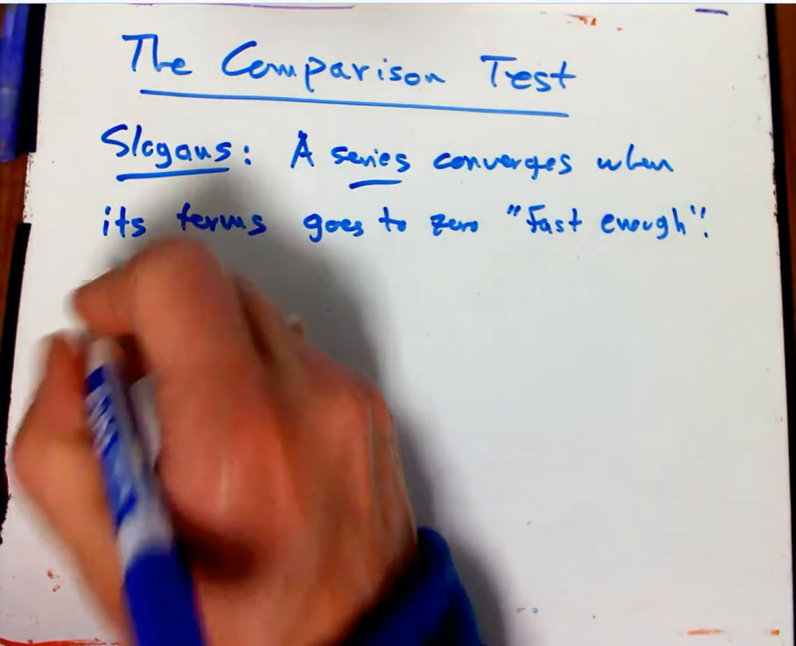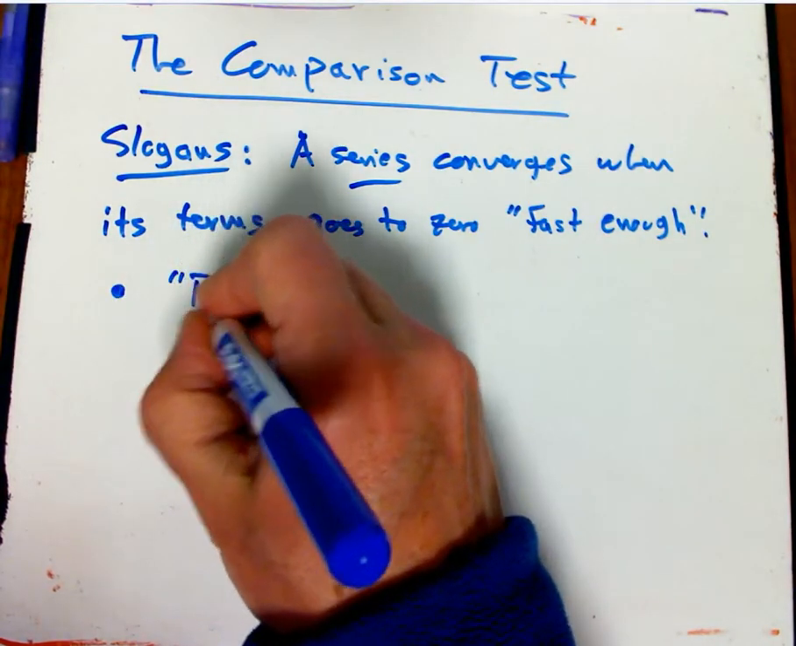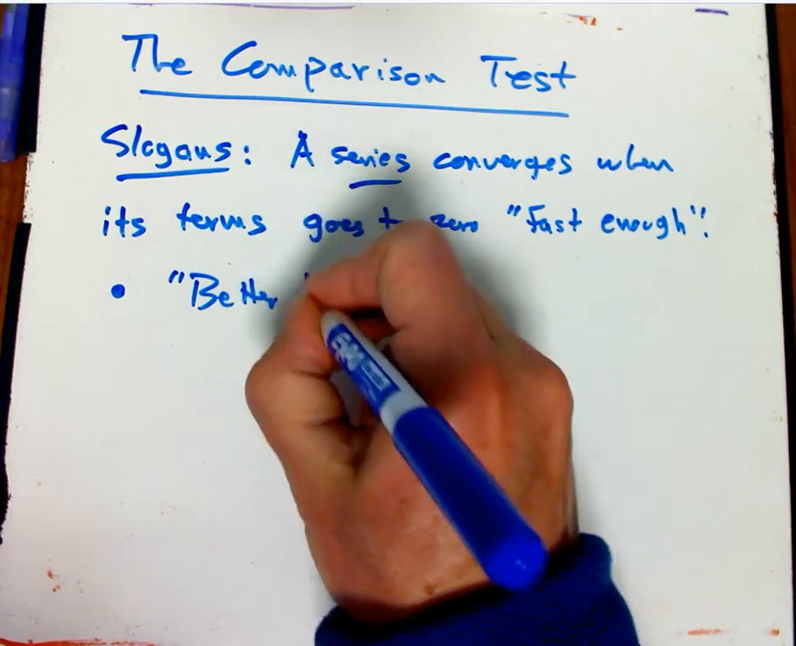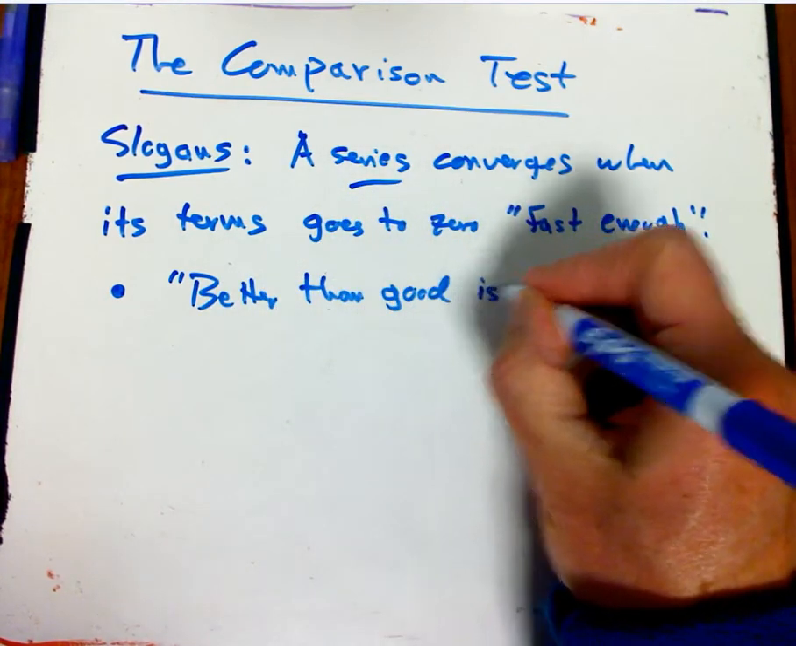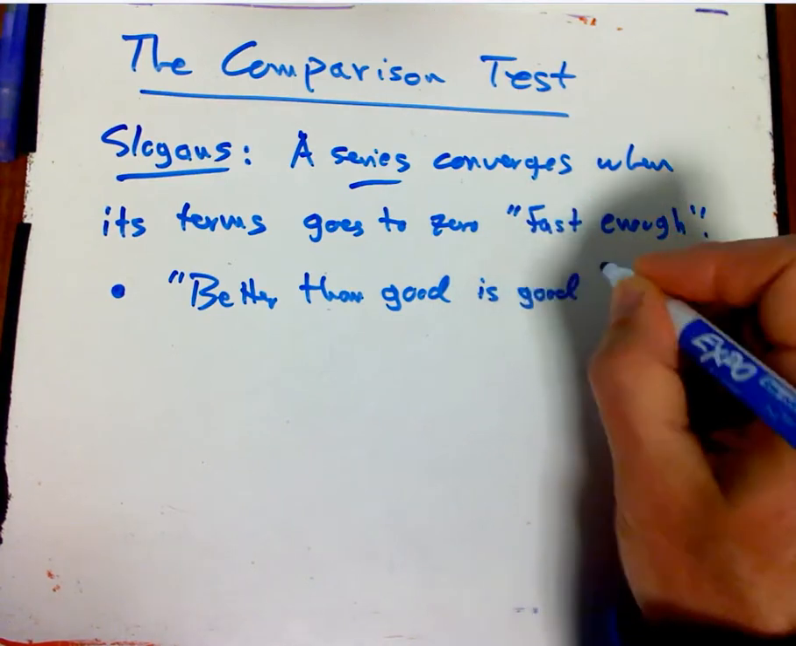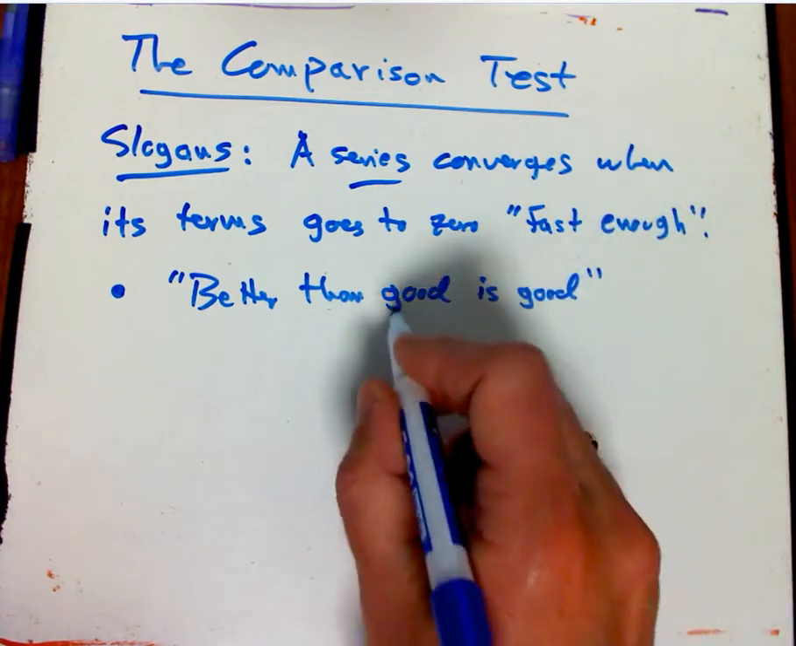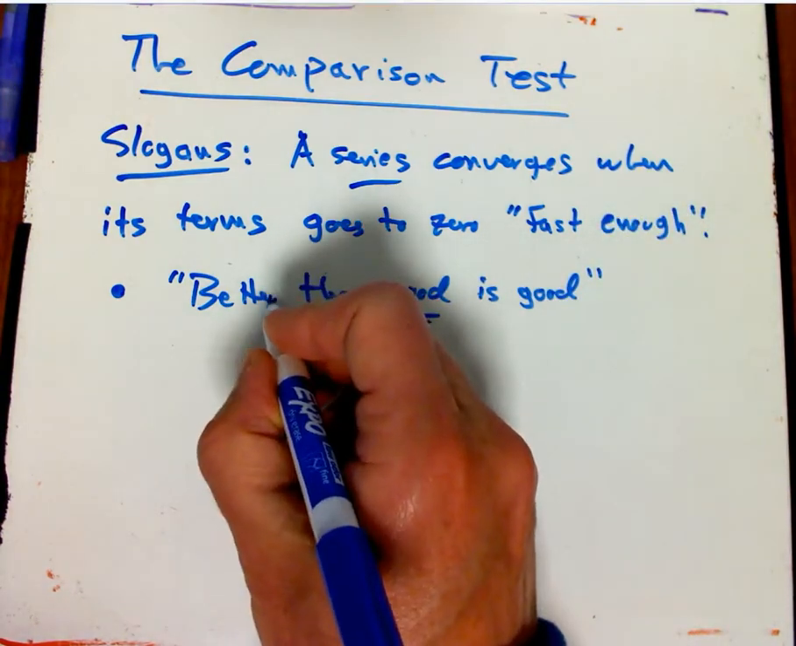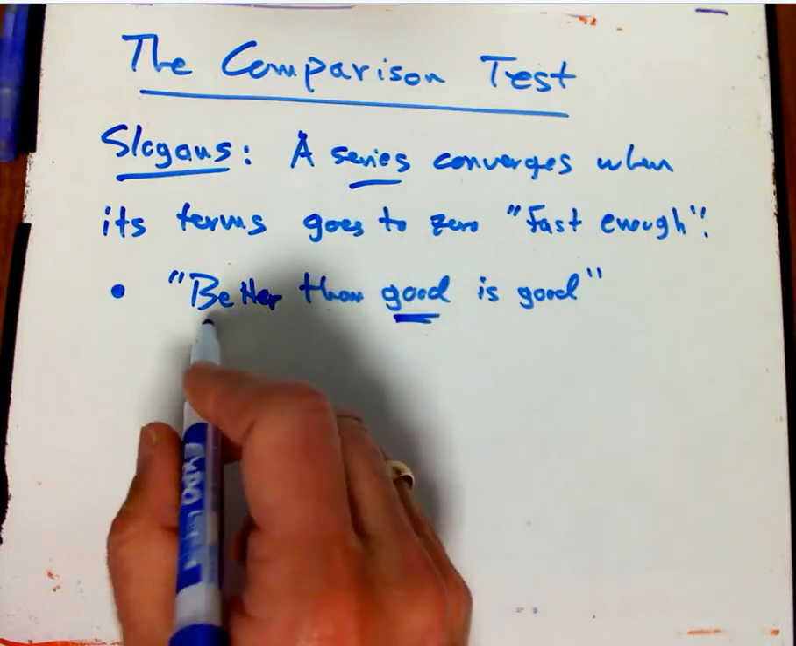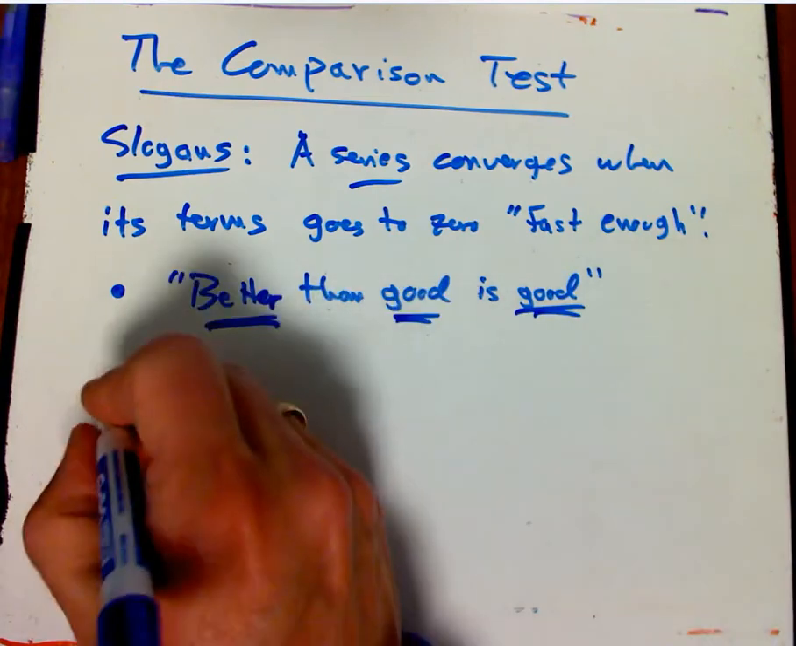And two more slogans that are very specific about comparison. One is that better than good is good. So if you have some sort of simple reference standard, and you know it's good, in our world that's convergent, and you can show that the more complicated series you'd like to analyze is better than that, it's also going to be good, in other words, convergent.